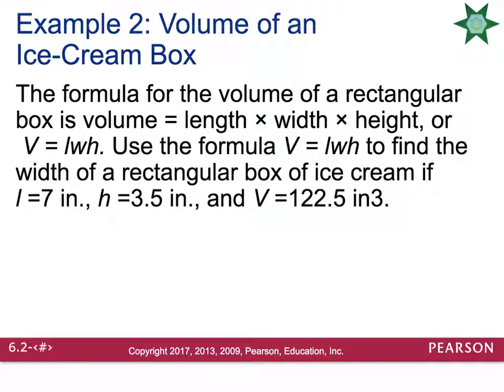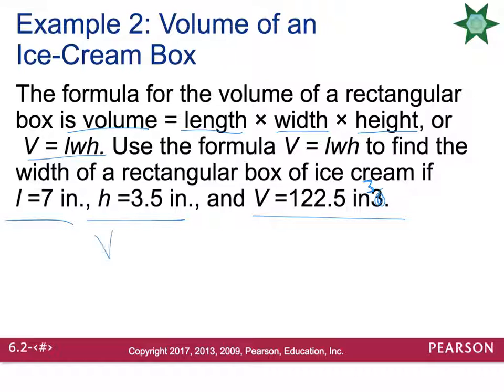Another common formula is volume. So the formula for volume of a rectangular box is to take the length times the width times the height. In symbolic formula, that would just be V equals LWH. So we are looking for the width of a rectangular ice cream box that has a length of 7 inches, a height of 3.5 inches, and a volume of 122.5 cubic inches. That should say cubic inches. It should be an exponent.